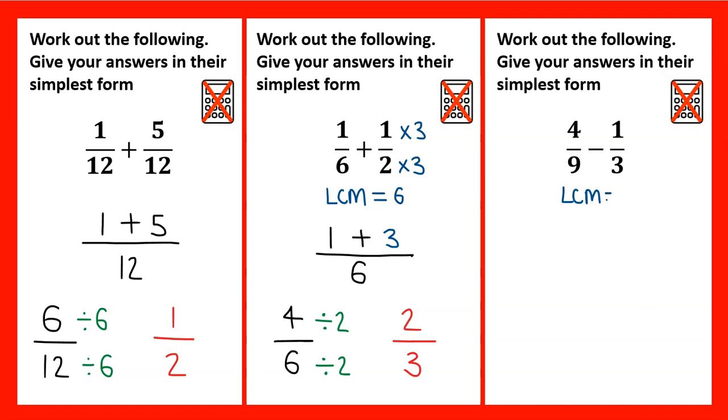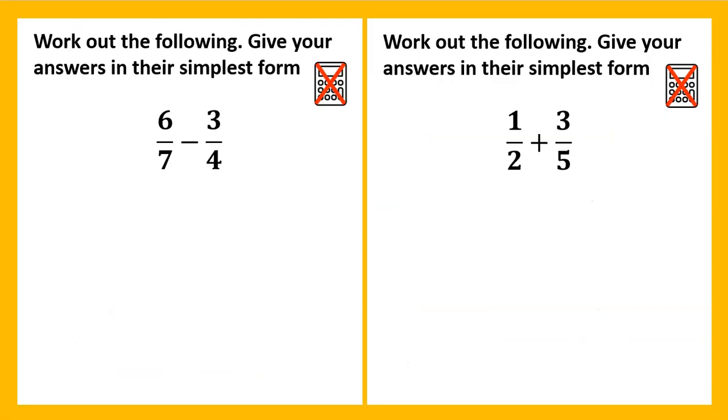For the last question, our lowest common multiple would be 9. The first fraction already has a denominator of 9, but we'll need to multiply the numerator and the denominator by 3 for the second fraction, meaning we can do 4 minus, and the numerator 1 times 3 is 3. This would simplify to give us 1 at the top and 9 at the bottom, so 1 over 9. On to the intermediate questions.